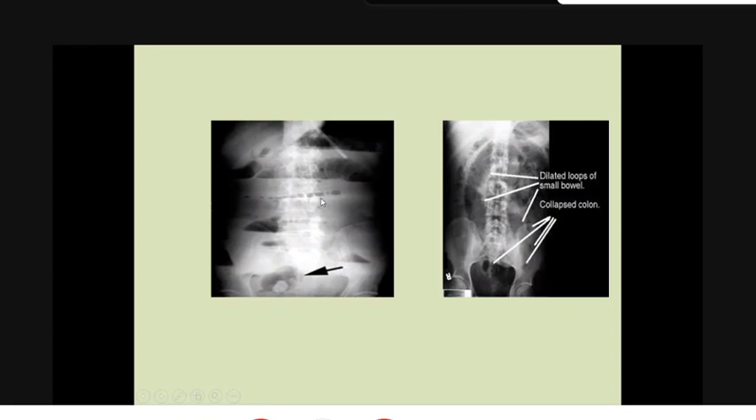These white barriers that you see between one bubble and the other, what do they represent? They represent the valvulae conniventes. This sign is called the string of beads sign. It is pathognomonic for small intestinal obstruction, but unfortunately it is a rare sign because there should be accumulation of fluid rather than gas.